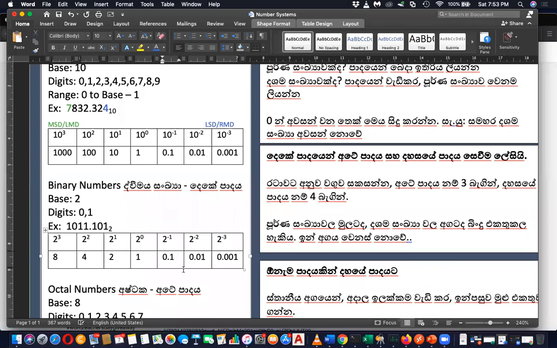The other way, 2 to the power minus 1. So you can see here, when you are going right side, it is always 10 times. 10 times 1 is 10. 10 times 10 is 100. 10 times 100 is 1000. Here, this way, it's 2 times. 2 times 1 is 2. 2 times 2 is 4.